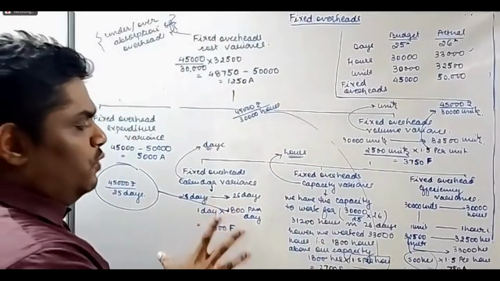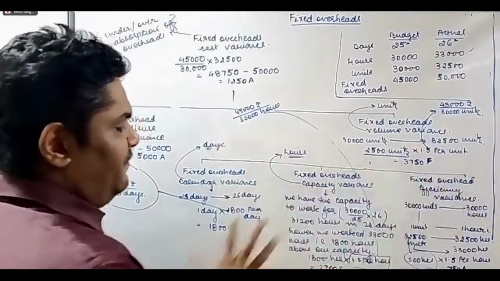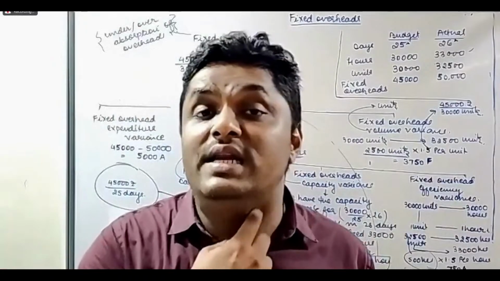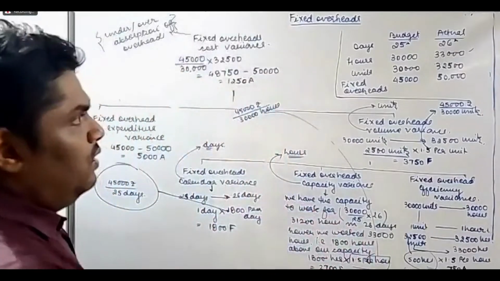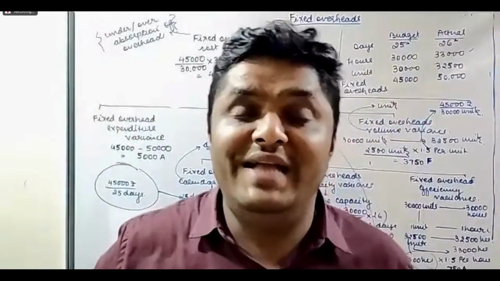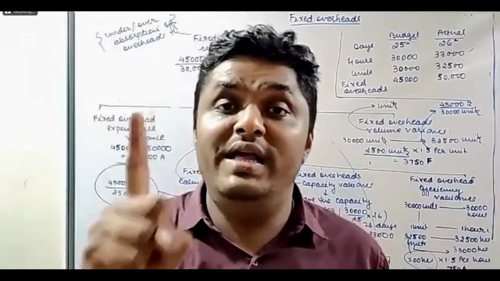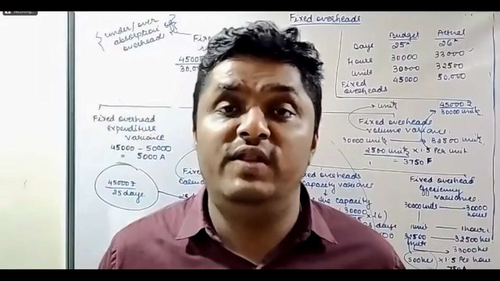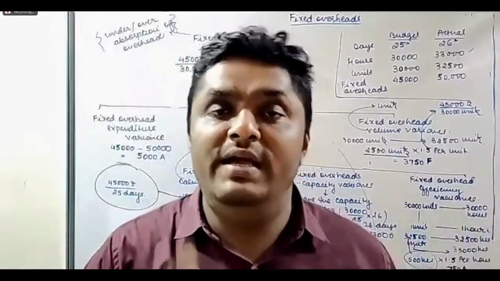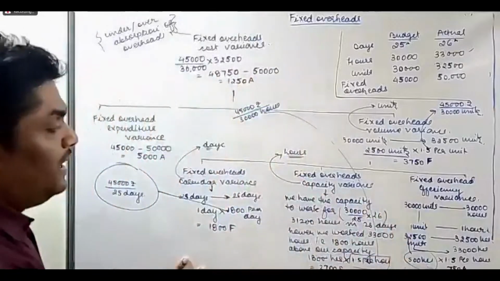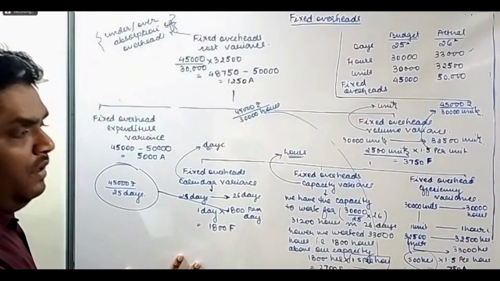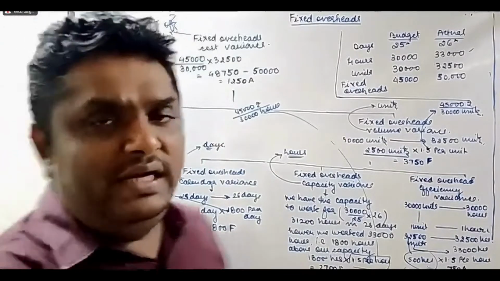Now three parts, the most important parts: calendar, capacity and efficiency. When talking about calendar variance, it talks about days, that is the number of days. So we were supposed to work for 25 days in a month, but we actually worked for 26 days. 1 day extra we worked. So it's a good sign for the company. Forget about efficiency; we'll be taking the efficiency variance separately. So 1 day we worked more than our capacity. Since it is days, we will take the rate per day. So this is how I got 1,800 favorable.